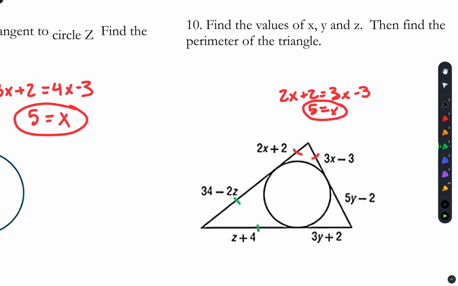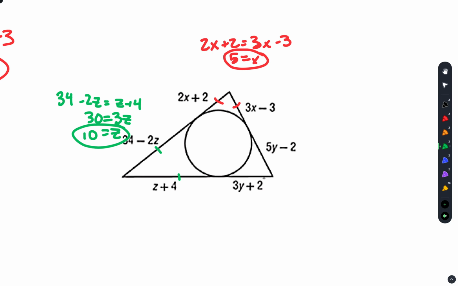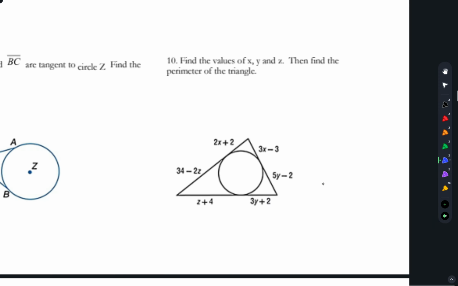Over here, this party hat is also congruent. 34 minus 2z equals z plus 4. So this is 30 equals 3z, or z equals 10. And then over here, I've got 5y minus 2 equals 3y plus 2, because these 2 pieces of his party hat are the same. I missed some marks over here. So this is what? 2y equals 4? Or y equals 2?